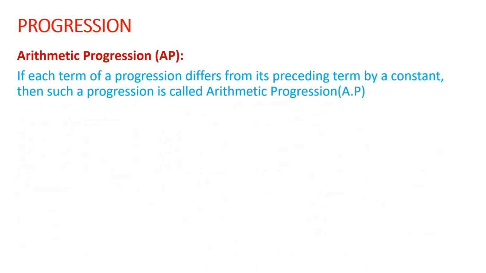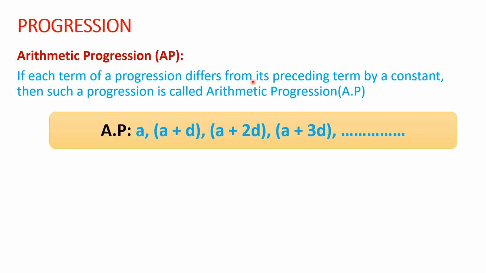What is AP? If each term of a progression differs from its preceding term by a constant, then such a progression is called arithmetic progression, also called AP. Let's understand the statement with the sequence. This is the AP, the arithmetic progression. We have a as the first term, a plus d as the second term, a plus 2d as the third term, and a plus 3d as the fourth term, and it goes on like this.